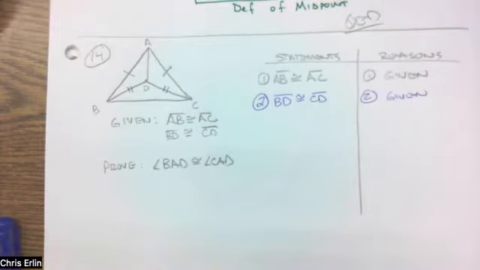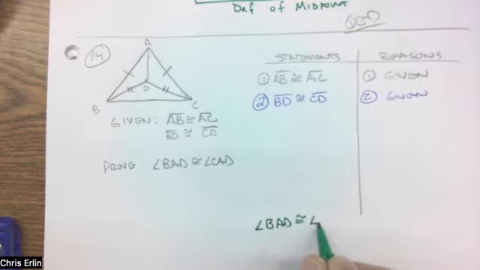Now, some of you may have a sense of where we're going. Some of you might have no idea. But we know what our final destination is, right? Angle BAD is going to be congruent to angle CAD. Any thoughts as to how we could arrive at that conclusion? Lila?